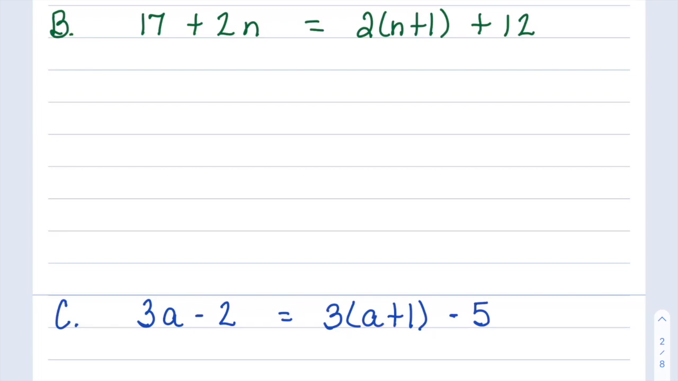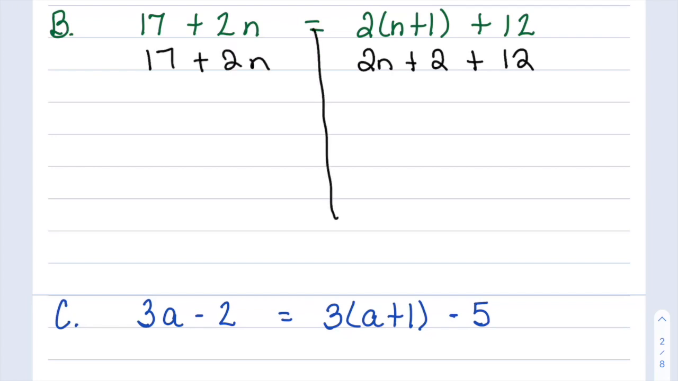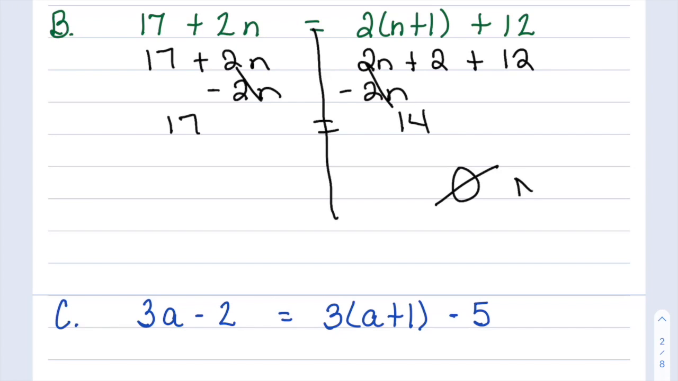All right, so we look here, 2n plus 2 plus 12, and 17 plus 2n, down our wall. We're going to move. So we see 17 equals 14. That is not true. That is a no solution.